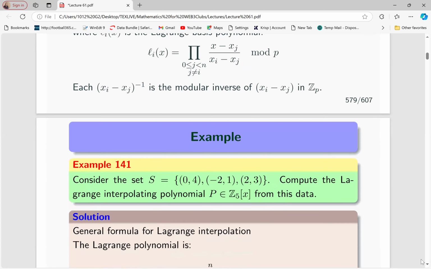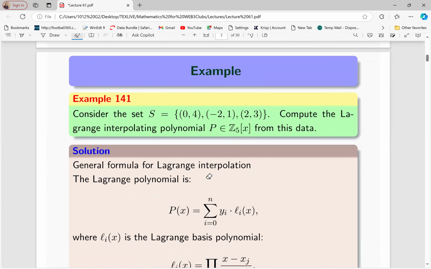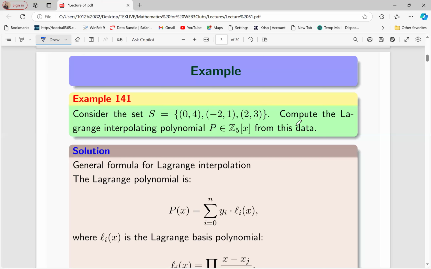Okay, let's look at an example, just how to do this. You've been given these points, and the question is: compute the Lagrange interpolating polynomial mod 5. Mod 5. So our field is this field of integers mod 5. So that's our field. Now these are 3 points. So that means our n becomes 2 in this case. Our n becomes 2 in this formula, because we are doing 3 points.